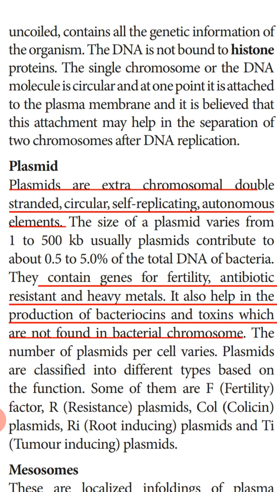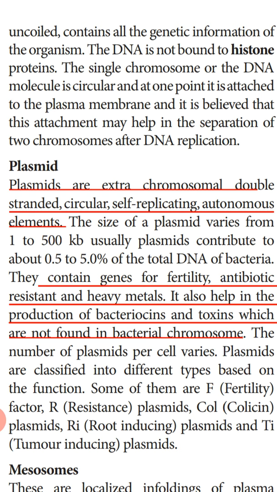Now here, as we have studied, the DNA in the bacteria is made up of a single circular DNA molecule and is not bound to histone proteins. If histone proteins are present, they make the DNA give a compact structure. The single chromosome or DNA molecule is circular, and at one point it is attached to the plasma membrane.